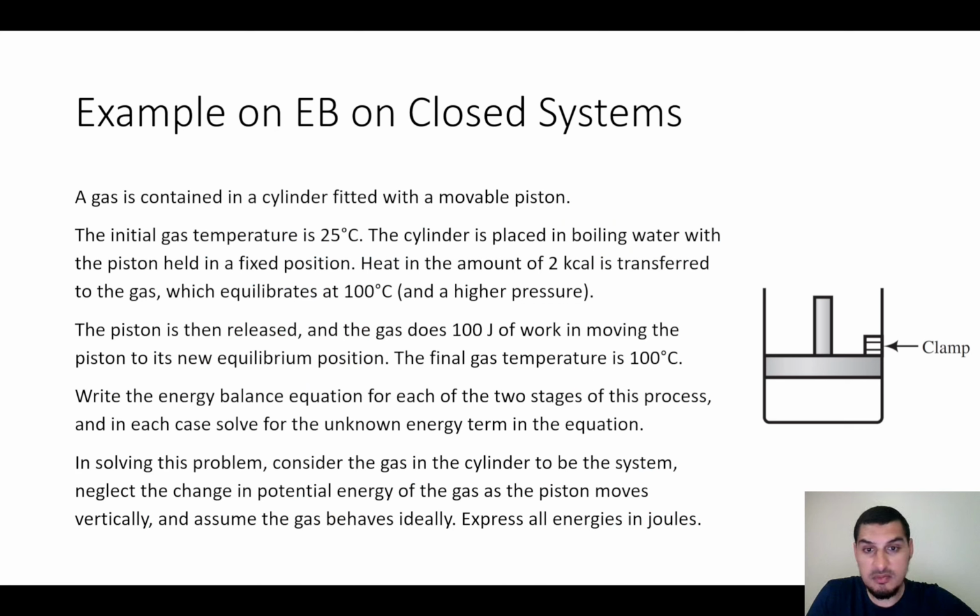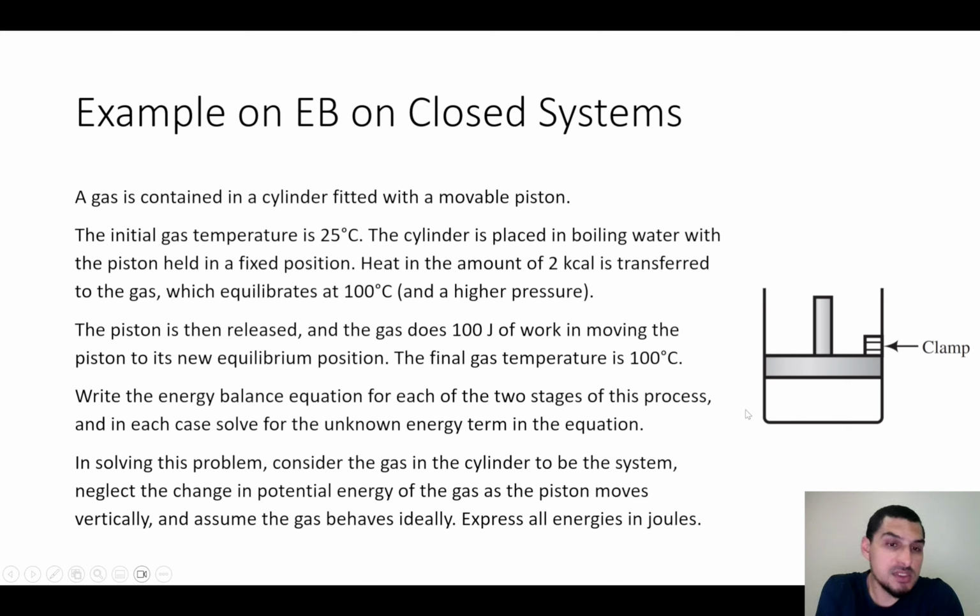So let's take this example and discuss this as an example of a closed system. We have a gas that is contained in a cylinder, similar to the cylinder that we discussed in the previous video. And in this case, we have the piston. The gray area is the piston, and it's fitted with a clamp. It's initially at a temperature of 25 degrees Celsius. The cylinder is placed in boiling water, so this whole system is placed in boiling water, where the piston is held in a fixed position. This clamp is holding the piston in its position.